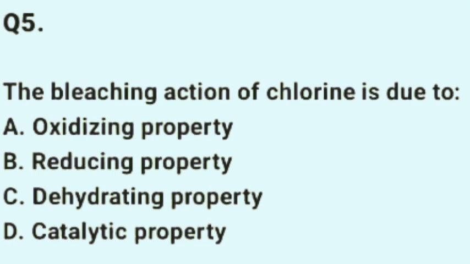Option C, dehydrating, is typical for concentrated hydrogen sulfate and not chlorine. Option D, catalytic, is not correct because bleaching is a chemical consumption process, not mere catalysis. So here's the simple hack. Household bleaches, for example, the hypochlorite, work via oxidization. So when you remember this, you can be able to answer this kind of question.